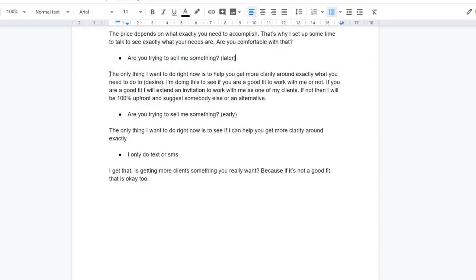And you can say this: the only thing I want to do right now is to help you get more clarity around exactly what you need to do to get to the desire. I'm doing this to see if you're a good fit to work with me or not. It's very important, because people have to understand that this is not only to sell something. If it's not a good fit, you won't sell them.